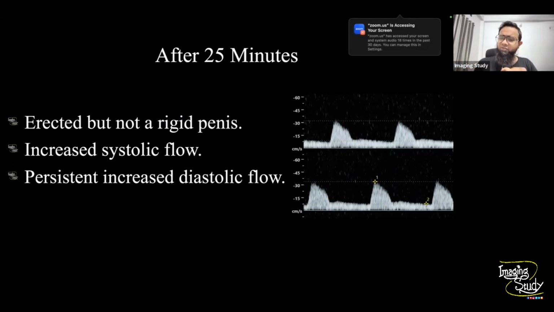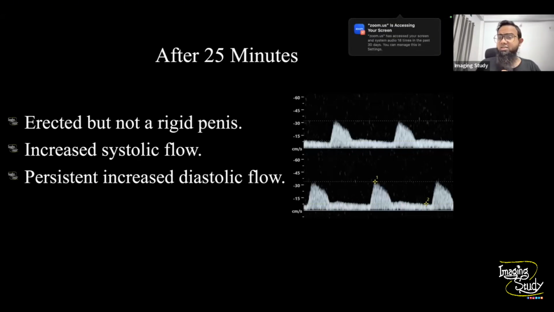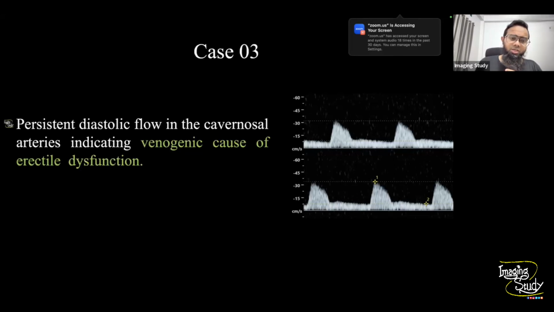So we found the first one, but the second one was not present. So the penis is still erected and not rigid. There was an increase in the systolic flow, but there is still persistent increased diastolic flow. So this persistent diastolic flow in the cavernous arteries indicates the venogenic cause of erectile dysfunction.